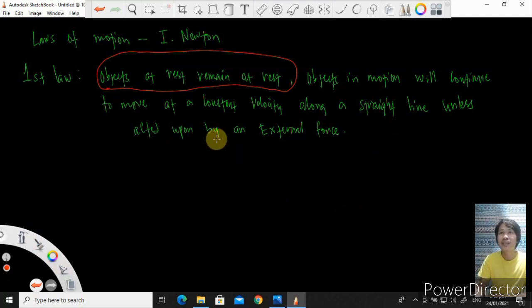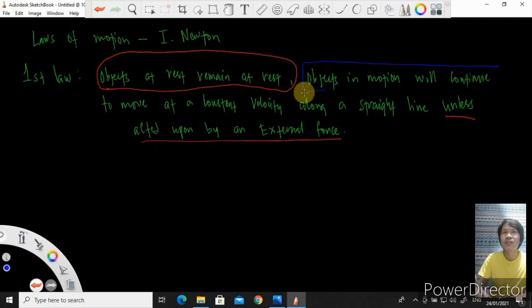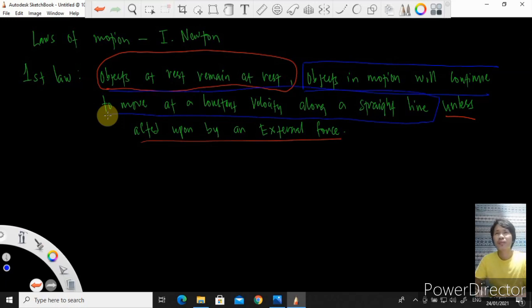Unless acted upon by an external force. Unless you apply a force. Syempre, gagalaw yun. Pero yung second part of the first law, medyo non-intuitive. Ibig sabihin, hindi natin na-experience in our everyday experiences. Objects in motion will continue to move at a constant velocity along a straight line. Possible ba to? Objects in motion will continue to move at a constant velocity along a straight line unless acted upon by an external force. So, yun yung second part ng first law.